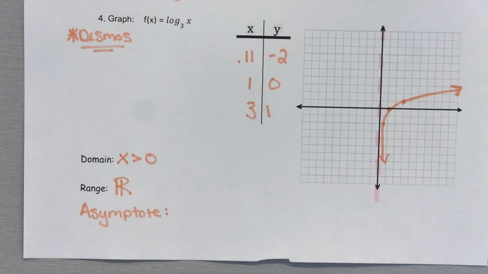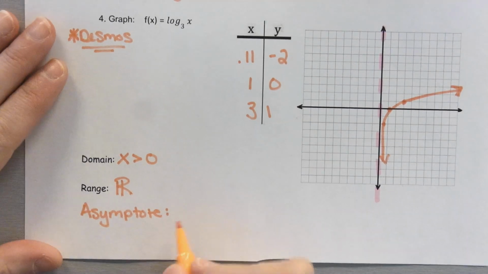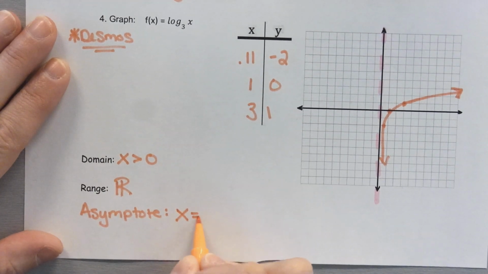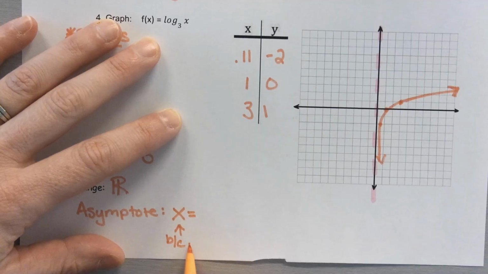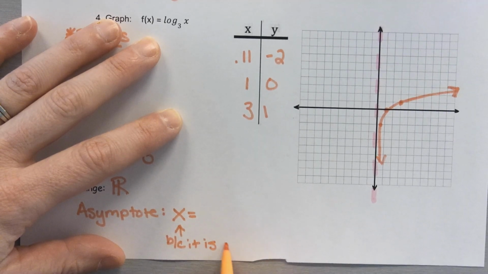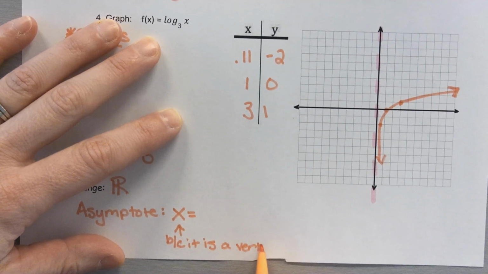Remember that was a switch for us. We talked about the fact that these are inverses with exponentials. And so when we did exponentials, it was the other way, right? The domain was all reals, and then the range was greater than something. All right, asymptote. These are always in the form x equals because they're vertical, right? So because it is a vertical line, this has to be here.